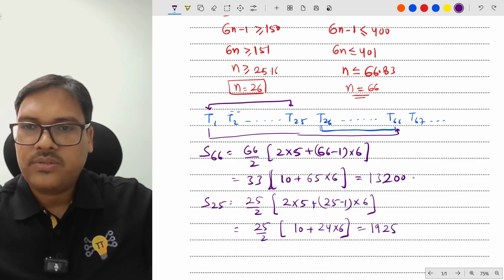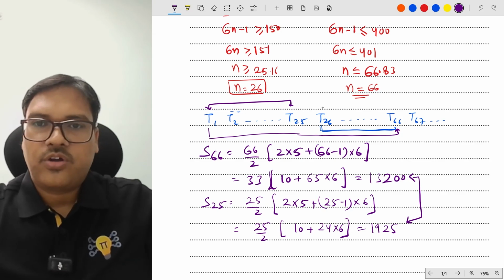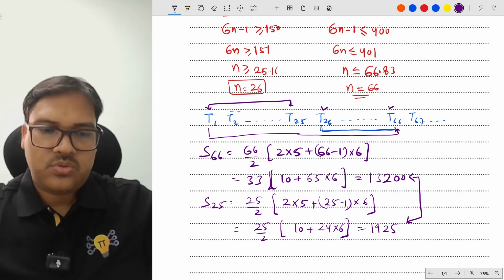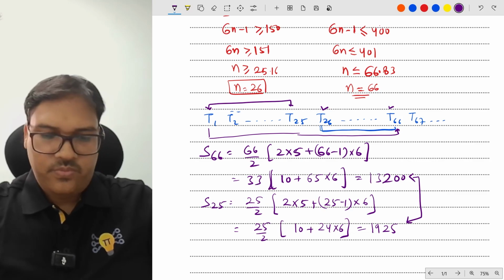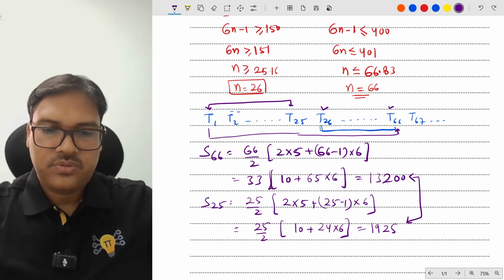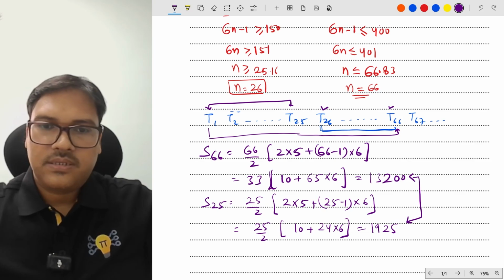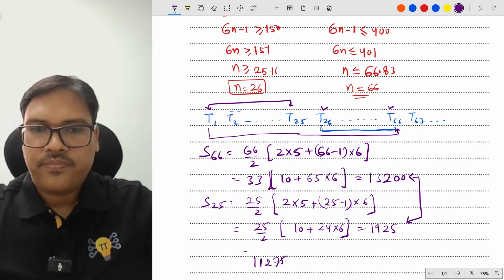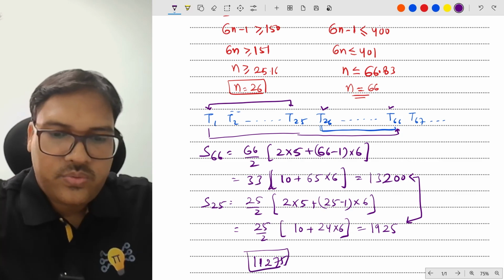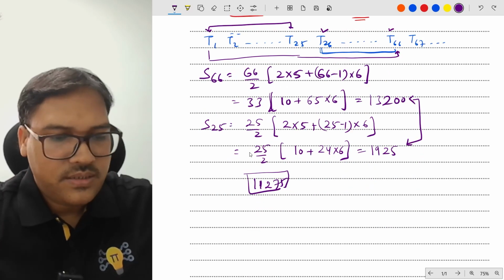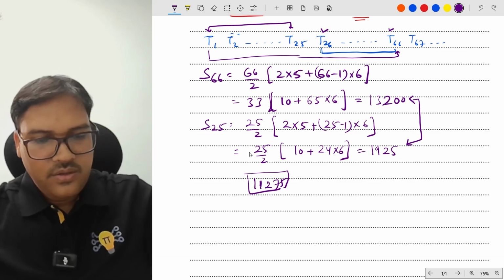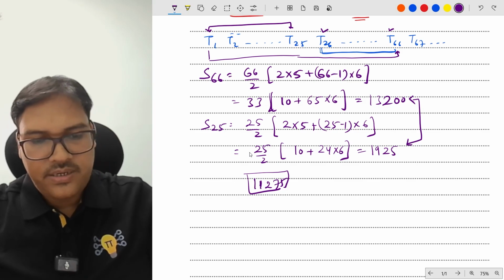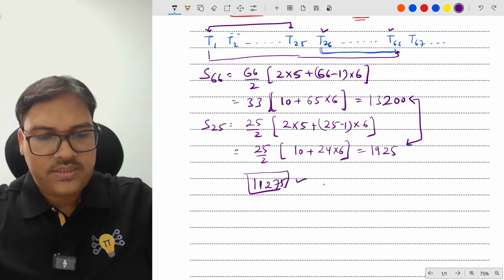This is 1925. Now you subtract these two so that you get the sum from 26 to 66. If I subtract this from 13200, what is the answer? This will be equal to 11275. So that is the correct answer for this question.